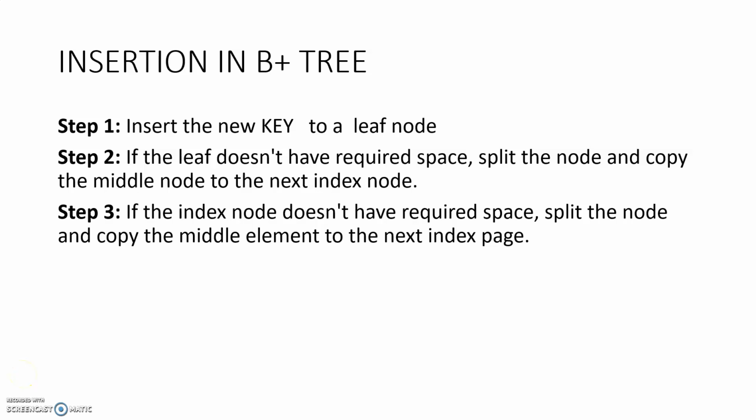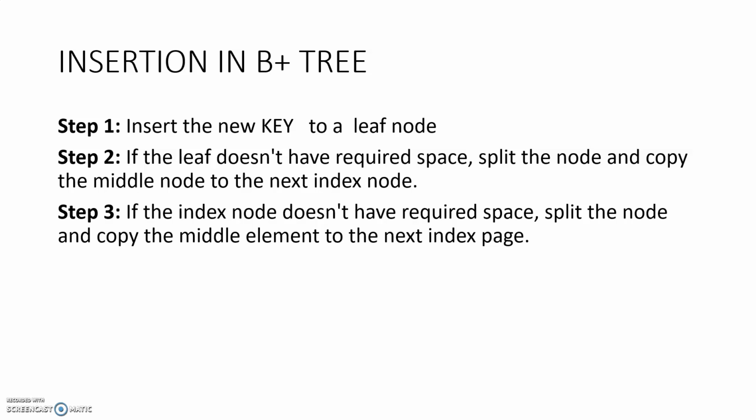Hello everyone. In this video, we will see how insertion is done in a B plus tree. We have already seen what a B plus tree is. In a B plus tree, we have two types of nodes: index nodes and leaf nodes. The data is stored in a leaf node and the leaf nodes are connected. This we have seen. Now let's see how insertion is done.